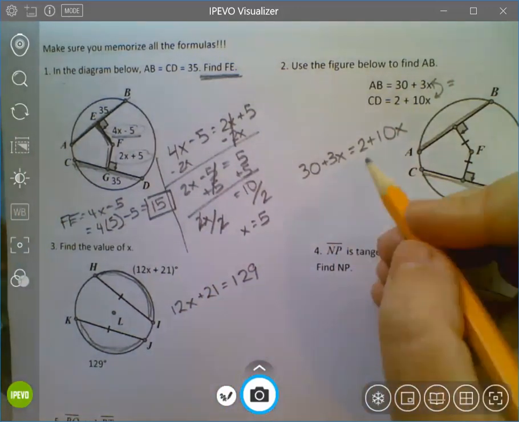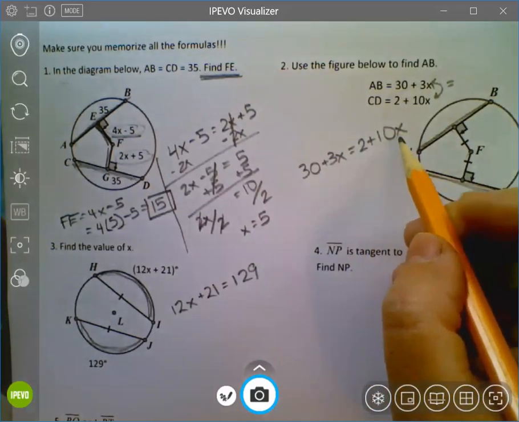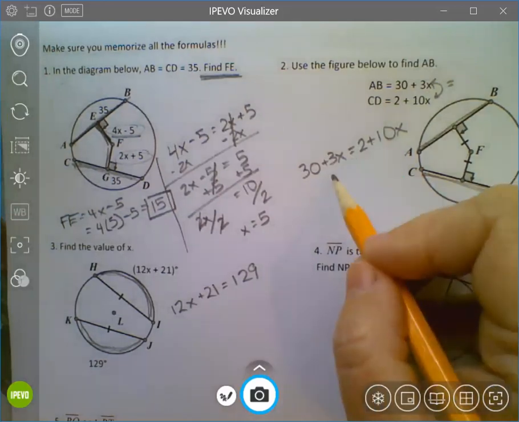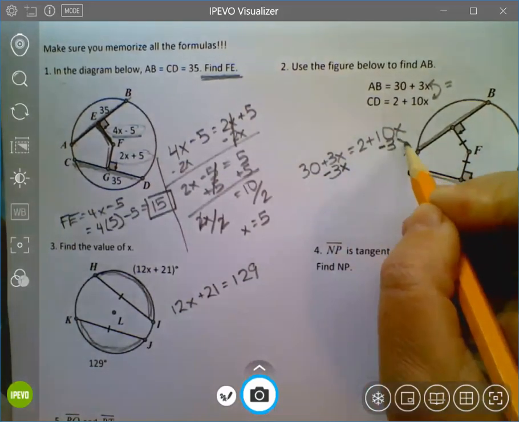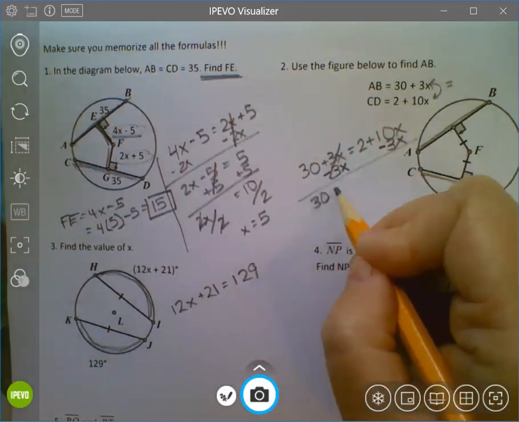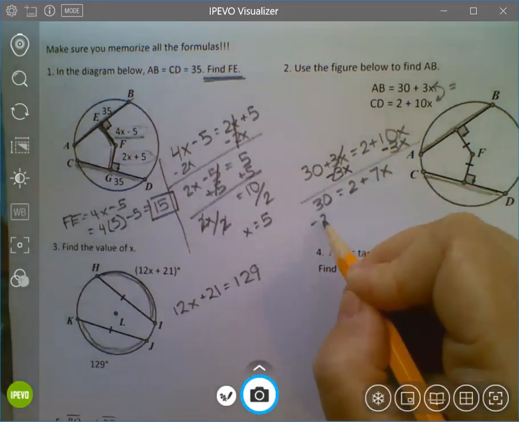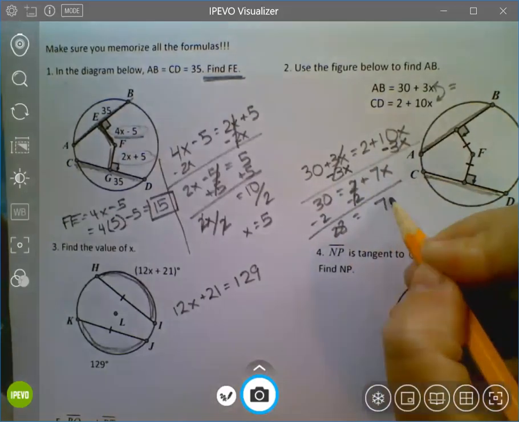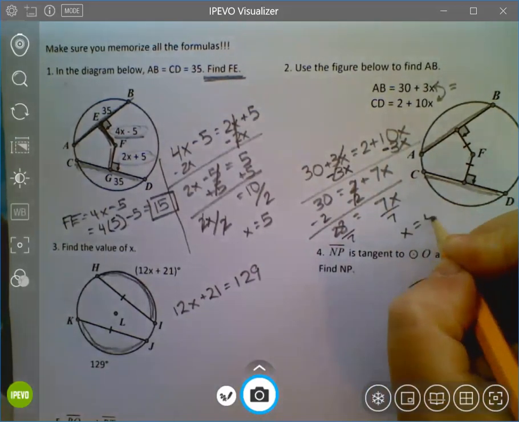On number 2, again, I want to get the x's together. In this case, my larger x value is on the right. It doesn't really matter. If you subtract the 10x, you'll get a negative 7x over here. That's fine if you're comfortable with negative numbers. But a lot of people prefer to keep those positive. So I'm just going to go ahead and move my x's to the right. So this will cancel. I have 30 equals 2 plus 7x. Subtract my 2, that gives me 28 equals 7x. And then divide by 7, that gives me x equals 4.